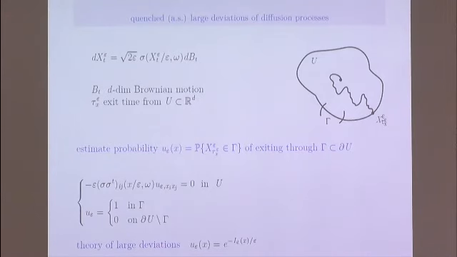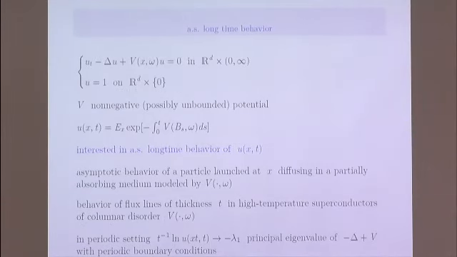Another example, which I'm not going to spend much time on, is large deviations in a random environment, where now you have diffusion, and the coefficients are random with respect to a different probability measure, and you ask the typical large deviations question. Something like that, you can translate into a homogenization problem. Anyway, this is a related problem, but written in a different way.